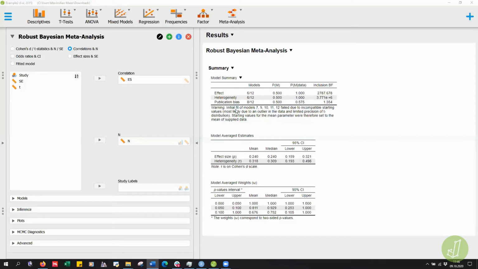We also see a warning message. However, this is harmless and just says that the models failed to fit due to incompatible starting values, so new starting values were used. We can also take a look at the model averaged estimates.